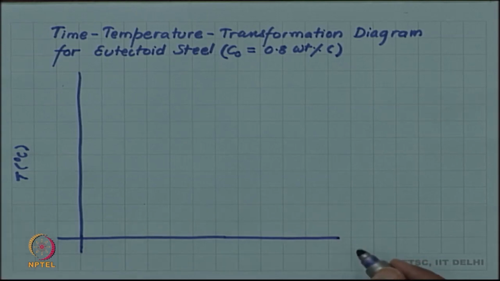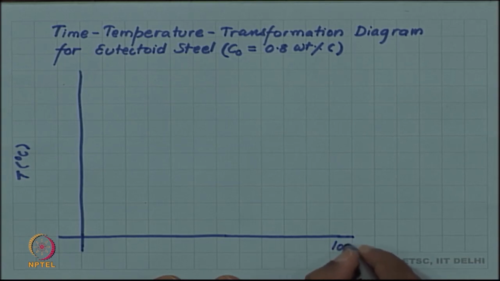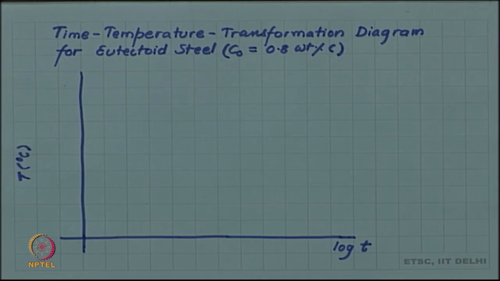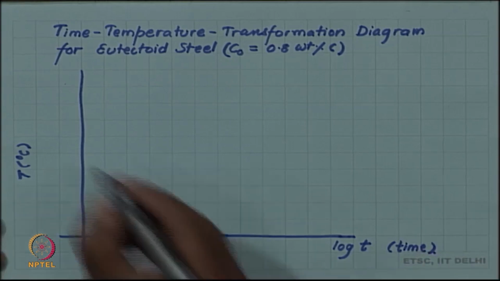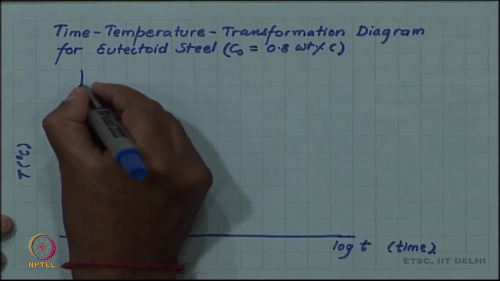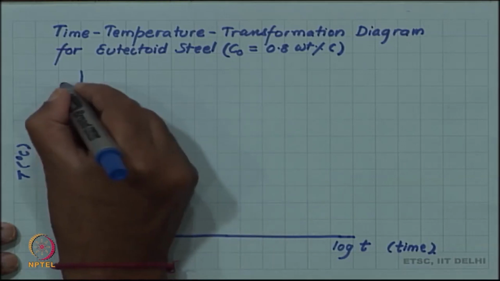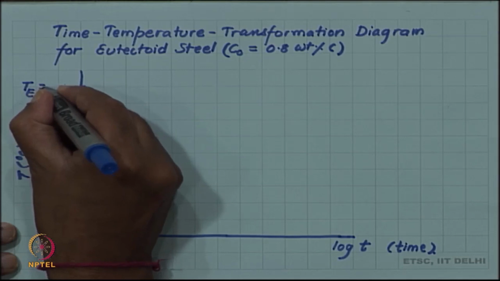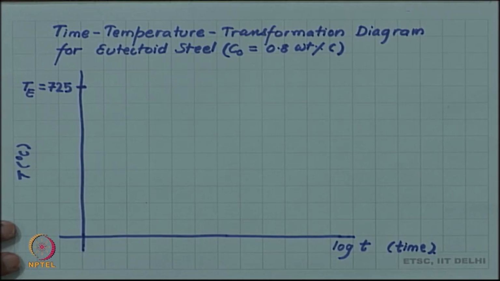And to take care of both short and long times, the time axis is usually in logarithmic scale. So, let us write this as log t, which is the time. On the temperature axis, for eutectoid steel, a critical temperature which is of relevance is the eutectoid temperature. So, we mark that this is the eutectoid temperature, which is 725 degrees Celsius.